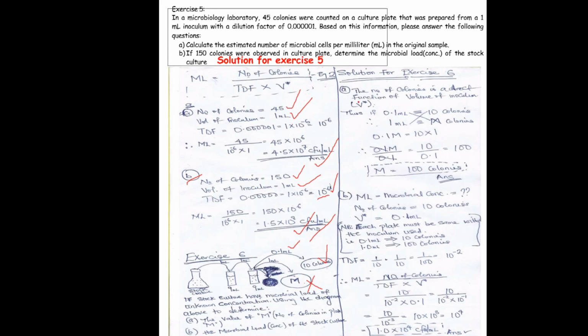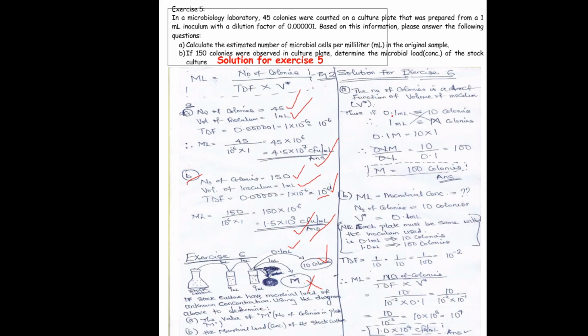For you to do that, you say number of colonies is a direct function of the volume of inoculum. That is why I say take note of volume of inoculum. Number of colonies that you observe in a plate is directly proportional to the volume of inoculum from the same test tube. So if you are diluting it, it will get lower. The higher the volume, the higher the colonies. The lower the volume, the lower the colonies you are likely to observe.